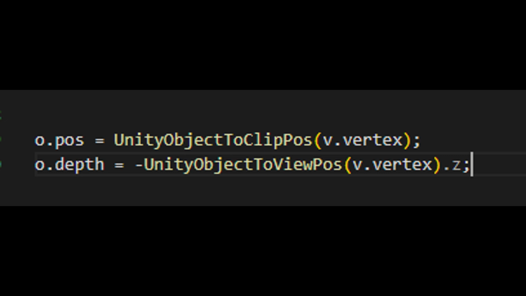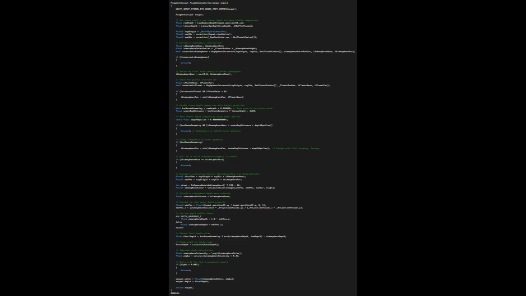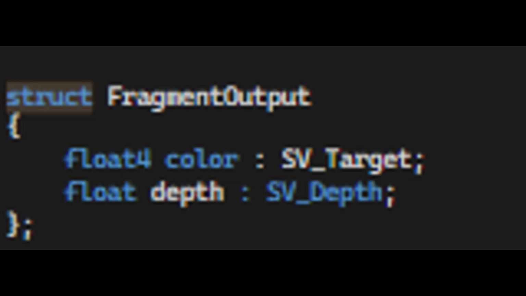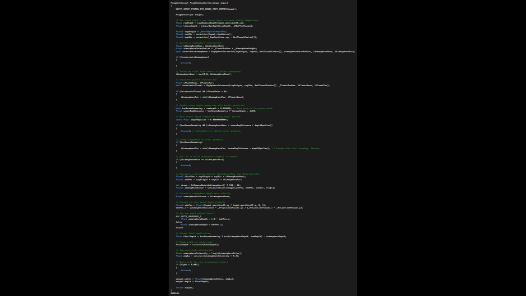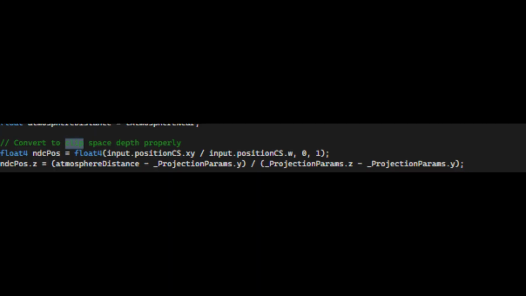Code looks like this. o.pos equals UnityObjectToClipPos(v.vertex). o.depth equals UnityObjectToViewPos(v.vertex).z. Base idea: I add proper depth output structure, creating a fragment output struct that includes both color and depth outputs. Calculate atmosphere depth. In the fragment shader, I calculate the actual depth of the atmosphere intersection point by transforming it to clip space and getting the proper depth value.